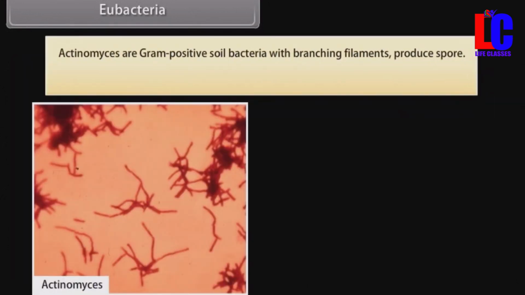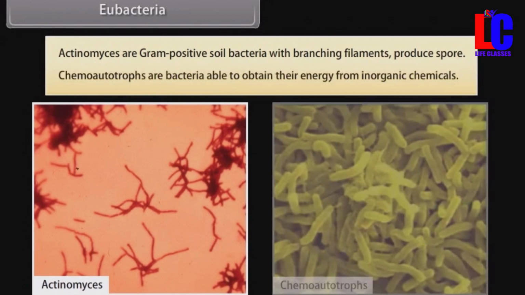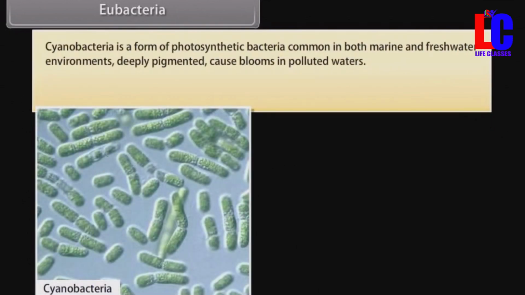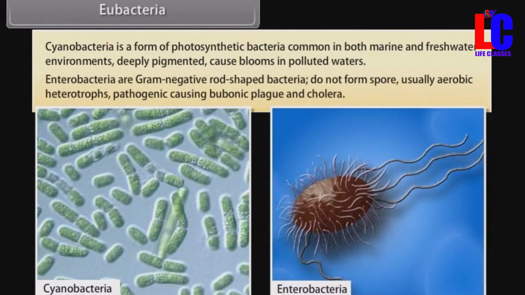Actinomyces are gram-positive soil bacteria with branching filaments that produce spores. Chemoautotrophs are bacteria able to obtain their energy from inorganic chemicals. Cyanobacteria are a form of photosynthetic bacteria common in both marine and freshwater environments, deeply pigmented, and cause blooms in polluted waters. Enterobacteria are gram-negative rod-shaped bacteria, do not form spores, are usually aerobic heterotrophs, and are pathogenic, causing bubonic plague and cholera.